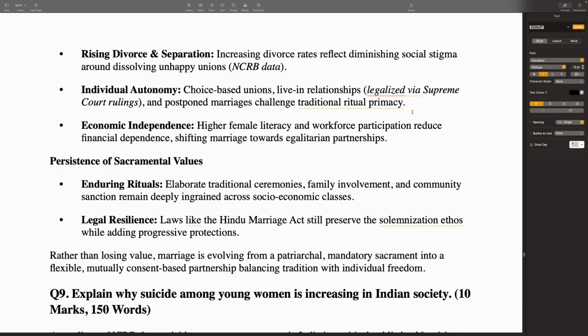Persistence of sacramental values, enduring rituals, elaborate traditional ceremonies, family involvement, and community sanction remain deeply ingrained across socio-economic classes. Legal resilience. Laws like the Hindu Marriage Act still preserve the solemnization ethos while adding progressive protection. Rather than losing value, marriage is evolving from a patriarchal mandatory sacrament into a flexible, mutually consent based partnership balancing tradition with individual freedom.